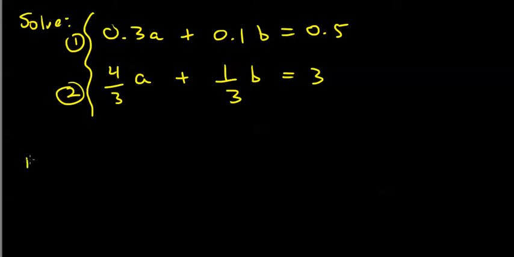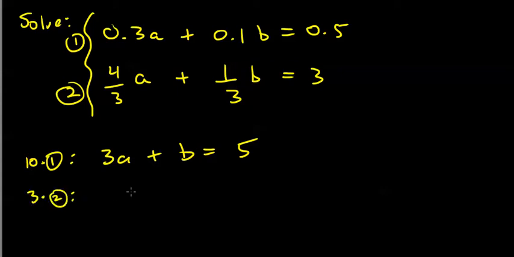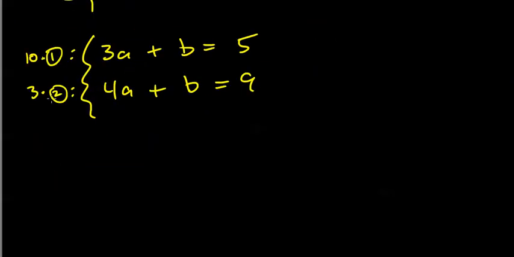Alright, so I'm going to say 10 times equation 1 will result in this equivalent equation, 3a plus 5b equals 5. Looks better already. The bottom equation I'm going to multiply by 3 to make these fractions go away, and then end up with 4a plus b equals 9. Right? Alright, this is an equivalent system to the original system, just with more convenient multipliers and coefficients.